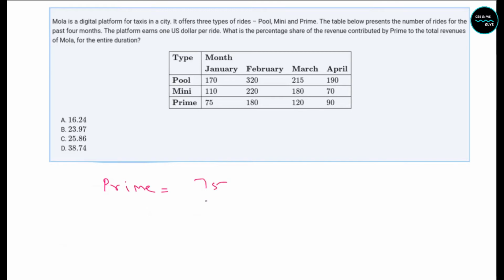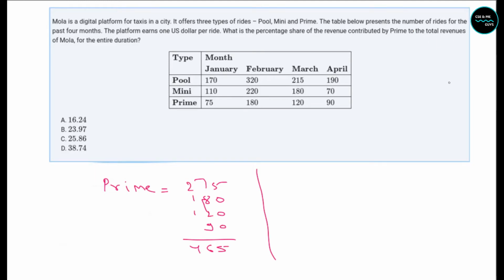The total rides were 75 plus 180, 120 and 90. So the total will be 465. On the other hand, we have to calculate the total rides for all three. The total also needs to be calculated, right?